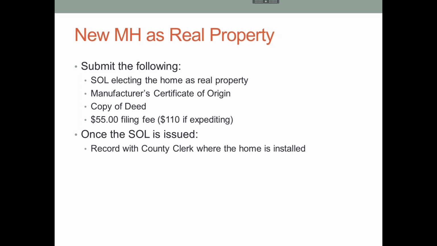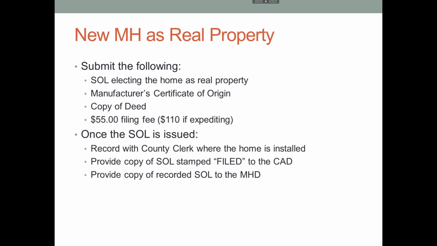When you get this SOL back, you will need to turn around and record the issued SOL with the county clerk where the home is installed. So wherever that home is, whether that be Guadalupe, Bexar, Travis, Williamson, wherever your mobile home is located, you actually have to take this SOL and record it in the real property records. And once you do that, you will take a copy of the recorded SOL in the real property records. You're going to stamp it filed, and you need to submit it to the county appraisal district, because this is how the county appraisal district really knows that they can combine their tax accounts from two into one. Because remember, if it was a mobile home considered personal property, they're going to have a personal property tax account, and then they're going to have a real property tax account for the land that the home is located on. So again, that's step number 2.